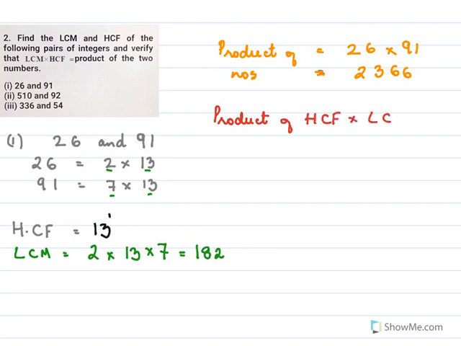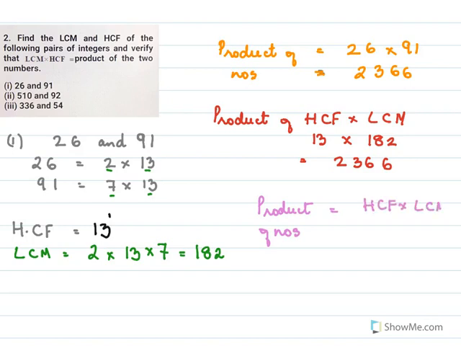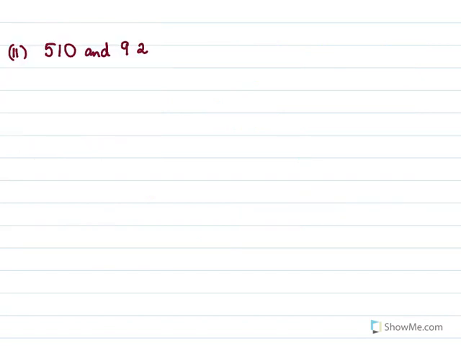HCF into LCM. HCF is 13. LCM is 182, and the answer here is also 2366. So we here arrive at a very good result. We see that the product of the numbers is equal to HCF into LCM. This is a very important result that we will use many a times in other sums. Let's get on to the next one.